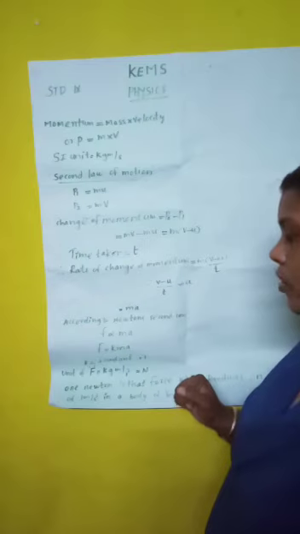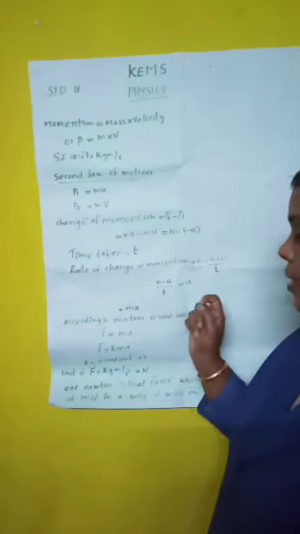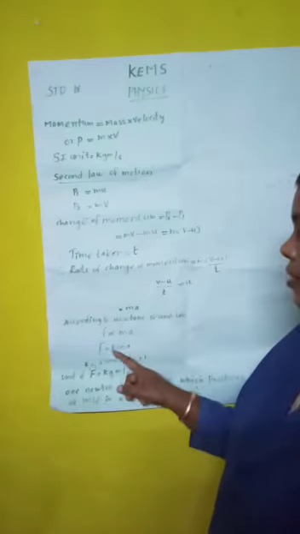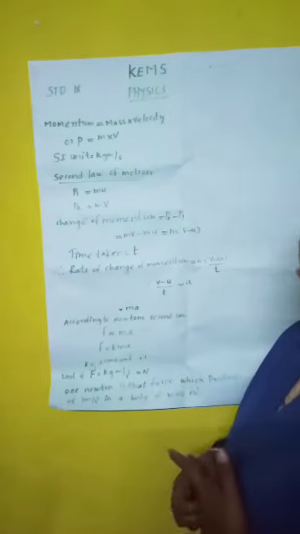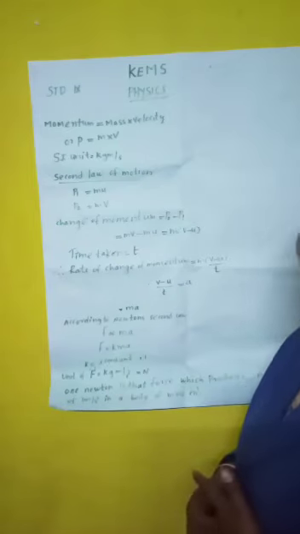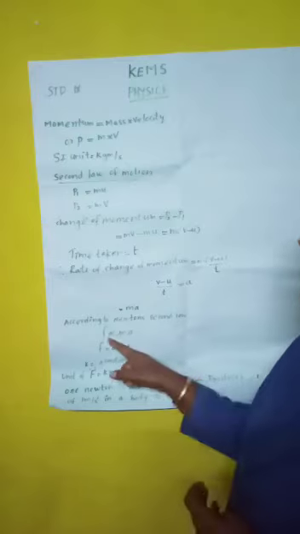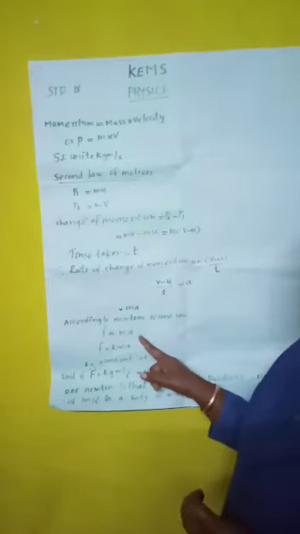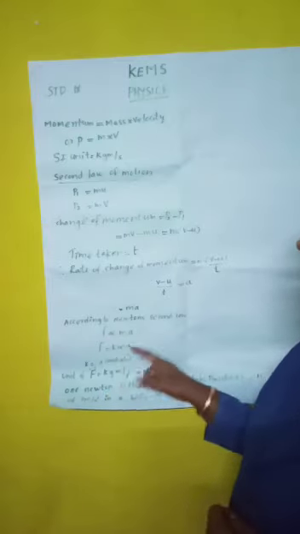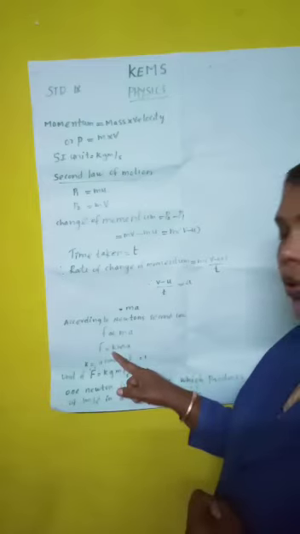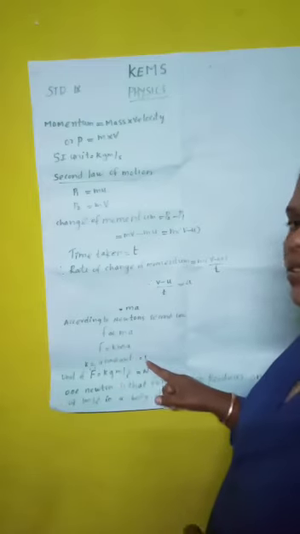So, the second law of motion states that the rate of change of momentum is directly proportional to the applied unbalanced force. That is, F is directly proportional to ma, or F is equal to kma, where k is a proportionality constant and its value is equal to 1.